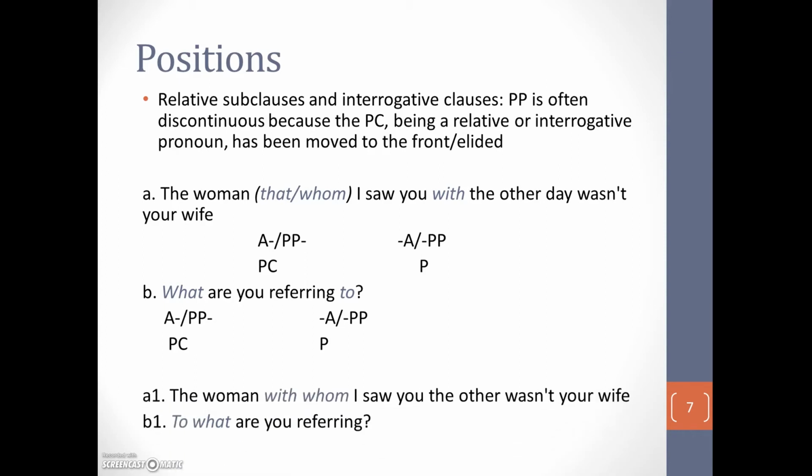Now, it is possible to move the whole prepositional phrase to the front, and this is often done in formal English texts. So A1 here, the woman with whom I saw you the other day, it should say, wasn't your wife. So that's perfectly possible. You can put with whom to the front. Similarly here in B1, right, you can actually say to what are you referring. It is slightly more formal in tone, but both of these are absolutely correct.